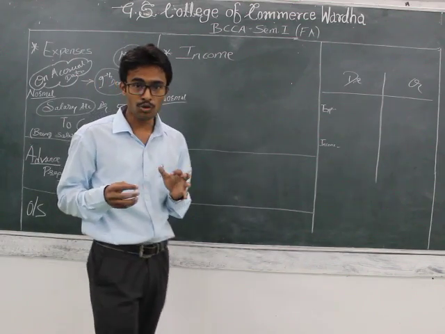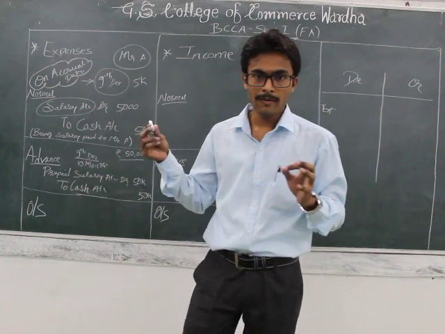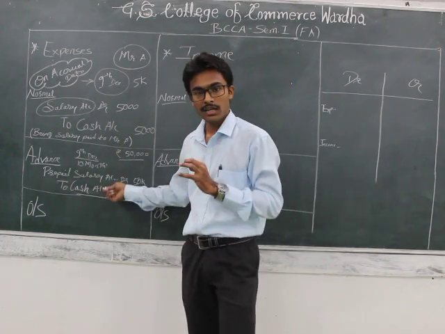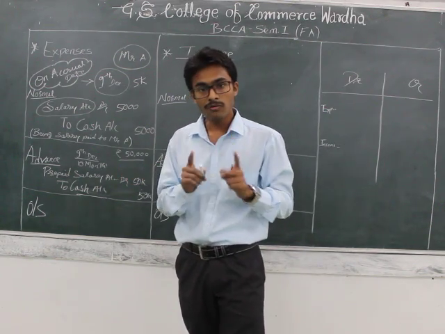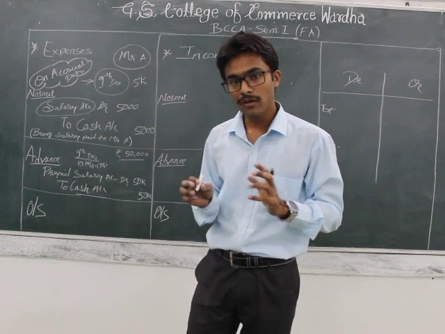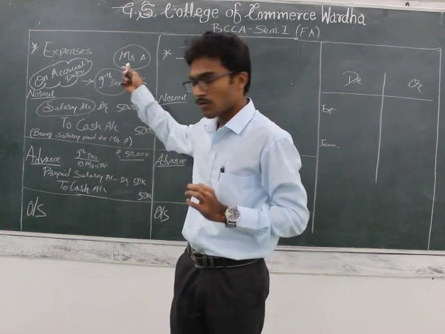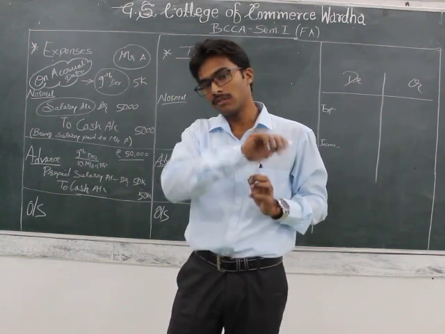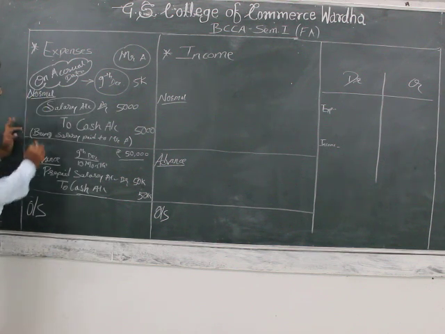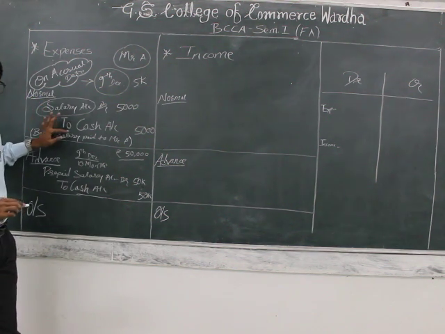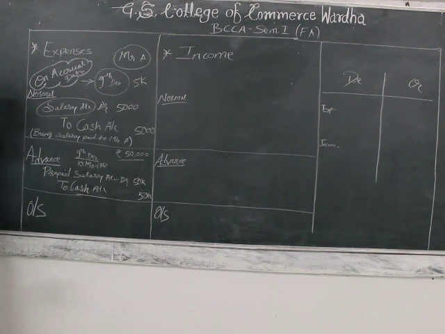I cannot go into too much detail. I cannot give 20 minutes to only one entry, because this is a video lecture and it is not possible to give only one entry in the whole lecture. So if you have any doubt, you can text me. But before watching this, you have to watch the previous videos. So for a normal accounting entry, it will be salary to cash. For advance purposes, prepaid salary account debited to cash.